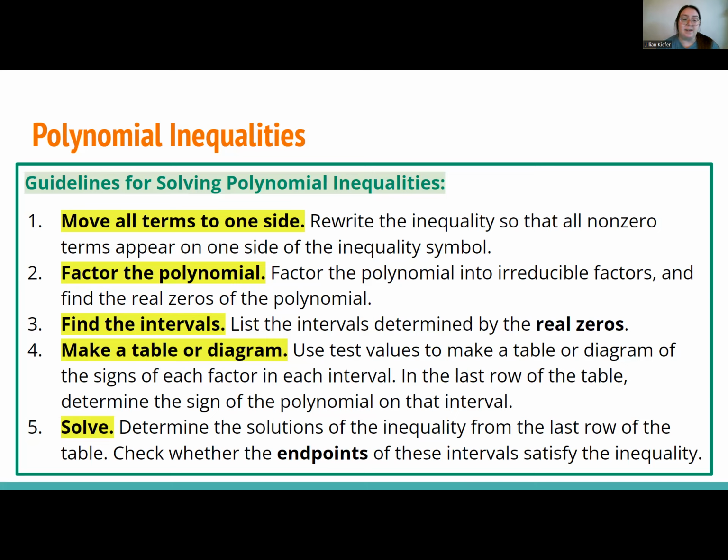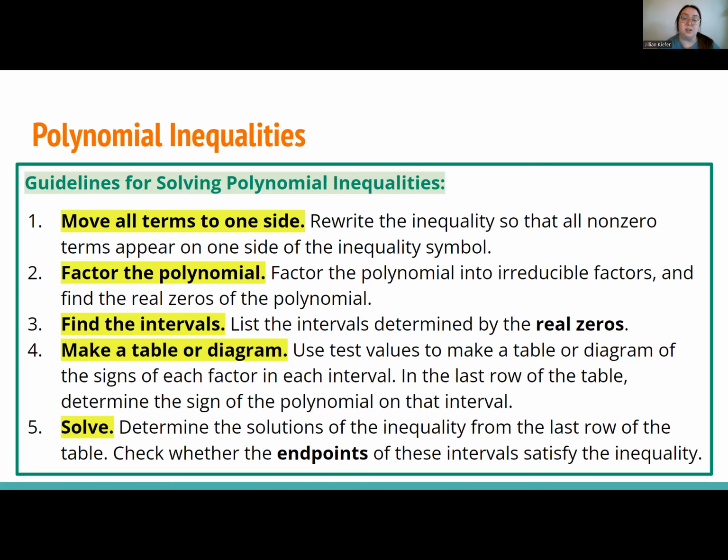Step 3, you would find the intervals. You would list the intervals determined by those real zeros. The best way to do this is to draw yourself a number line, write down the values of the zeros on the number line, and every interval on the ends and in between would be your possible intervals for solving your inequality. But possible, you don't know for sure yet.